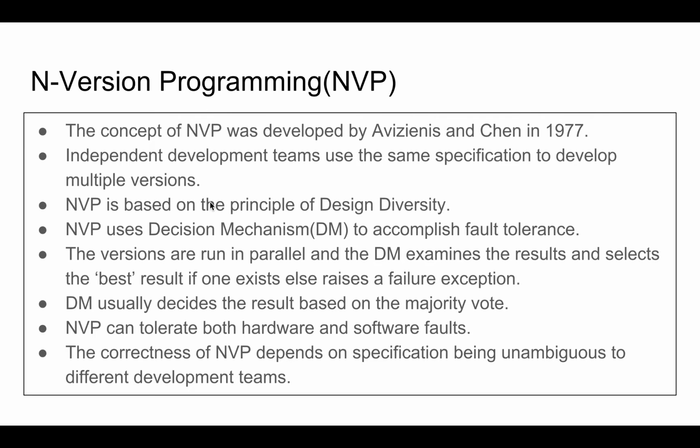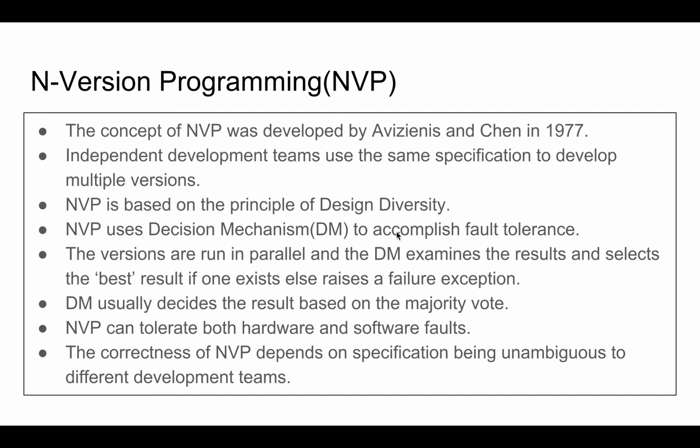Hello everyone, my name is Satish. Today I would like to discuss N-version programming. N-version programming is one of the techniques of software fault tolerance. It was first developed by Avizienis and Chen in 1977. Independent development teams use the same specification to develop multiple versions of the same software. It is based on the principle of design diversity. It uses a decision mechanism to accomplish fault tolerance.